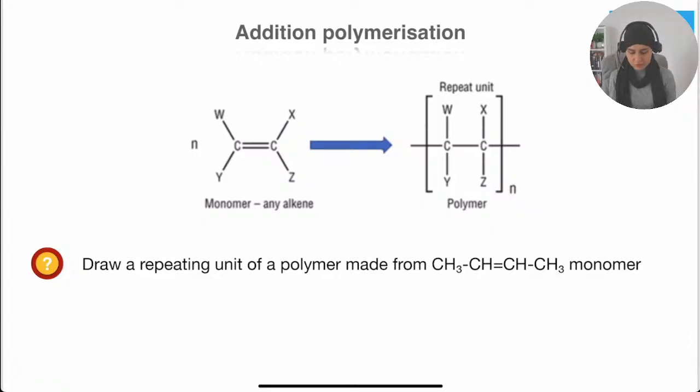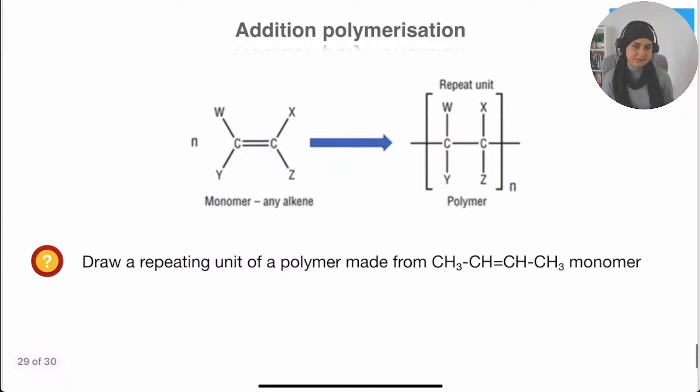And then we need to learn addition polymerization of alkenes. Again, have we done alkenes? No, we haven't. Have we had any introduction to organic chemistry? No, we have not. But it is in structure 2.